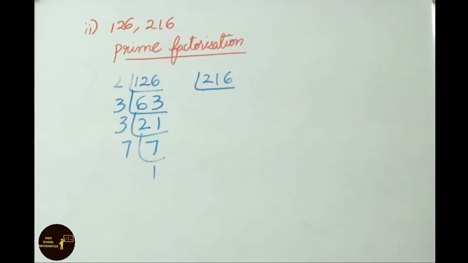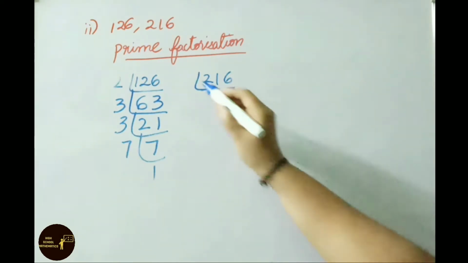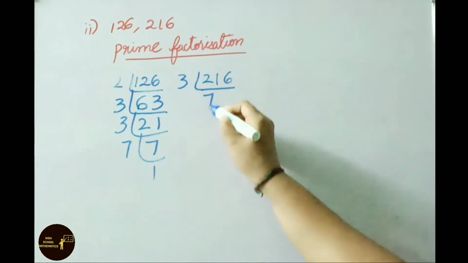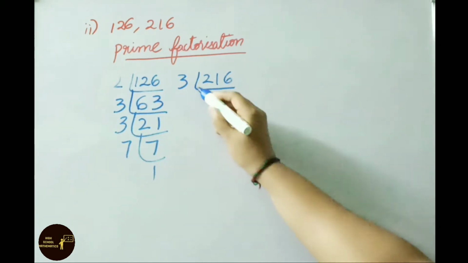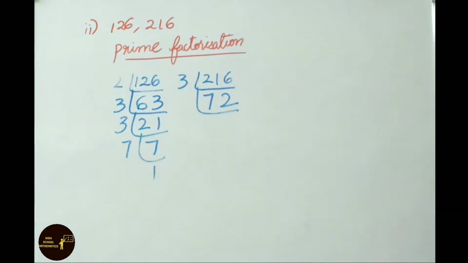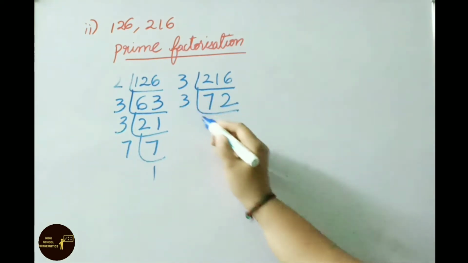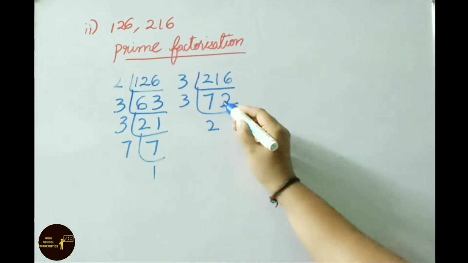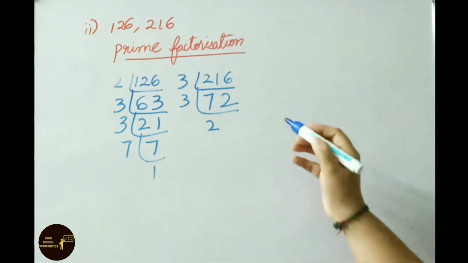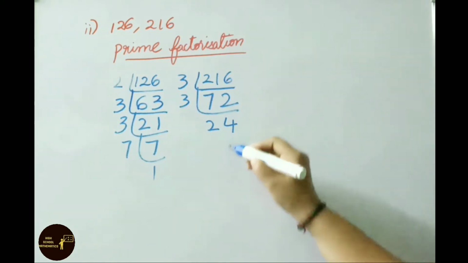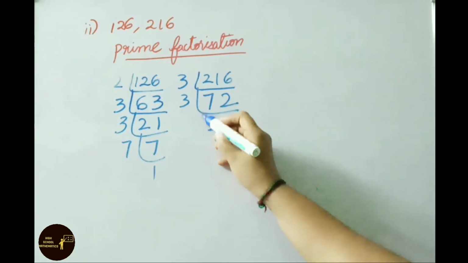See now, next 216 we have to divide. Take 3 table, 3 7s are 21, 3 2s are 6. We got 72 times 3 is 216. Now this 72, again take 3 table. 3 2s are 6, carry 1, that is 12. 3 table 12, 4 times. Therefore 24 3s are 72.